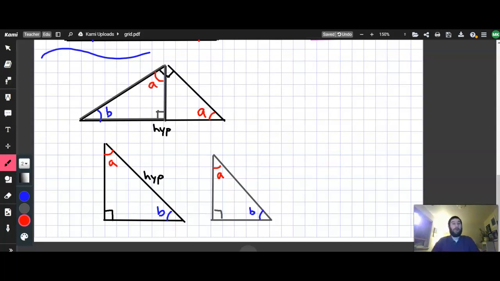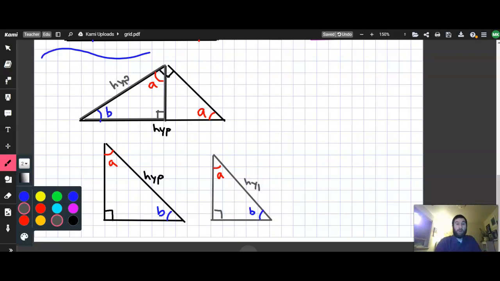Now, matching up which side is which? Well, the hypotenuse is between your A and your B. So there's the hypotenuse of this medium gray triangle. Here's the hypotenuse of the medium gray triangle. Those are the sides that match. Now, last but not least, do the same thing with your purple triangle.